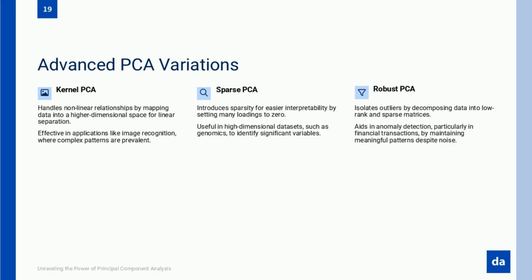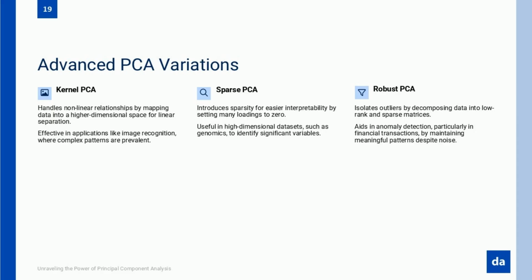Beyond the basic PCA versus factor analysis decision lies an entirely different challenge. What if your data contains nonlinear relationships that traditional PCA simply can't capture? While we've explored how standard PCA excels at finding linear patterns in data, real-world datasets often harbor complexities that demand more sophisticated approaches. Consider an image recognition system trying to identify patterns across thousands of photos.